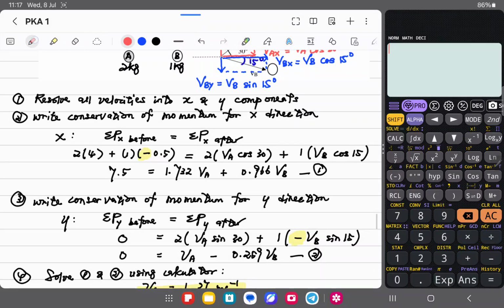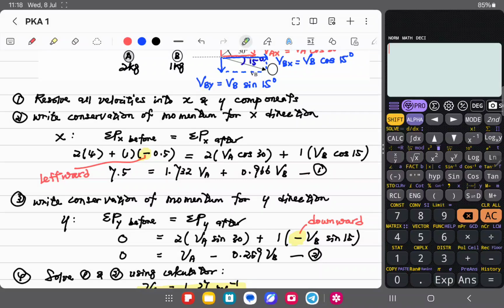Okay, because this one is downwards, this one is leftwards, so we have to include the negative sign for the directions. Then I obtain a second equation. 0 is VA minus 0.259 VB. So this is my second equation.